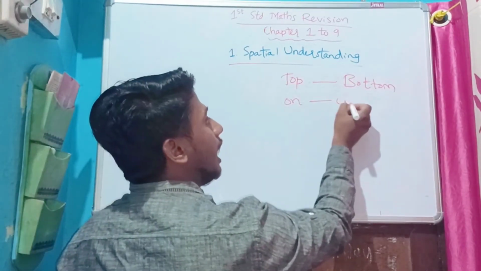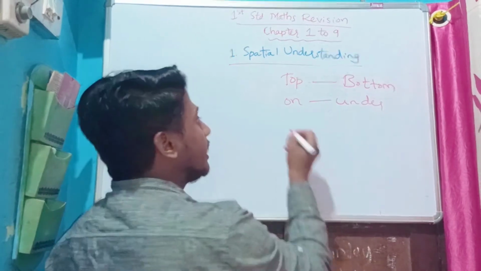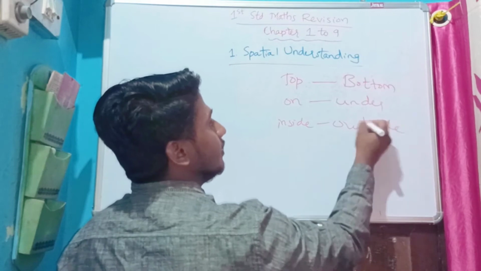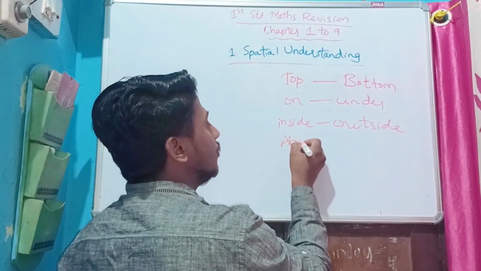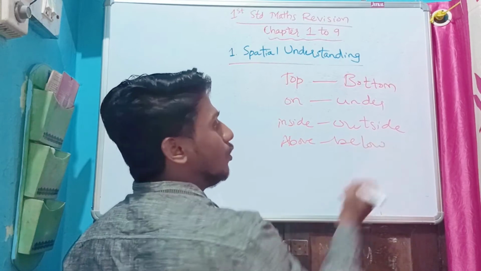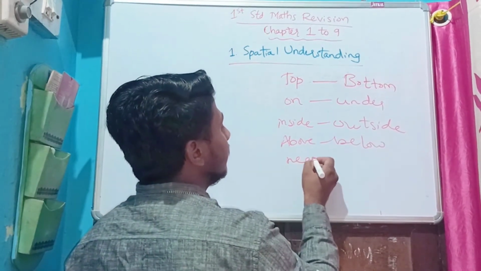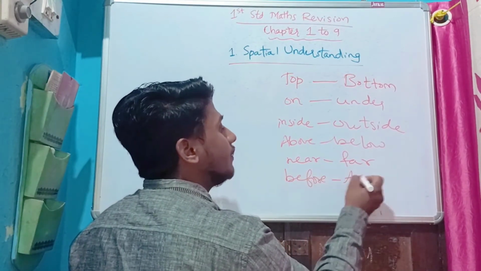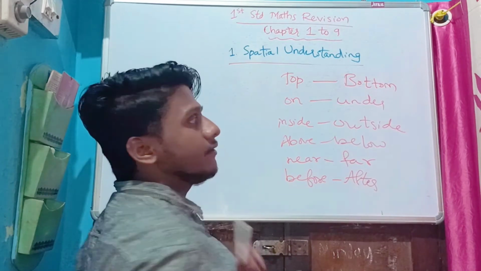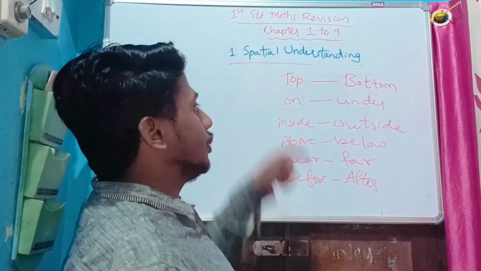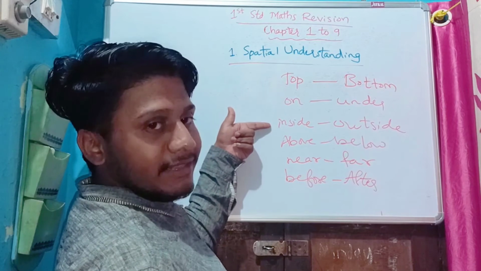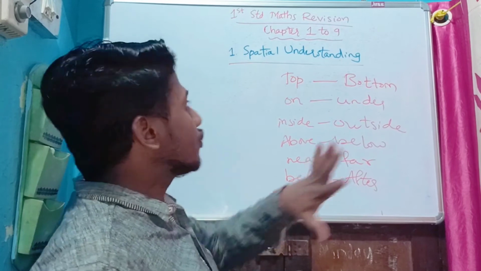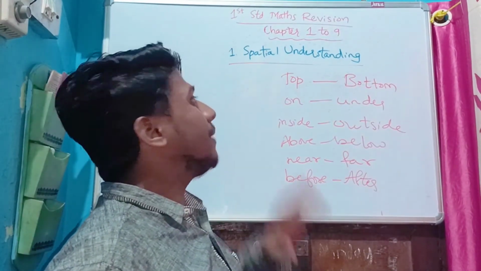On, under, inside, outside, above, below, near, far, and lastly before, after. Clear with this? Top, bottom, on, under, inside, outside, above, below, near, far, before, after. So this is all about the chapter spatial understanding.